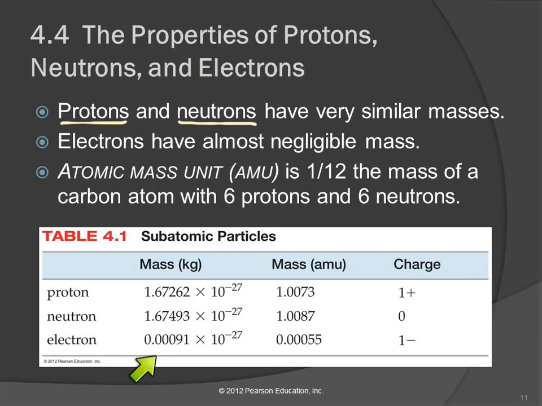And if we compare the sizes here, you see that the electron is much, much smaller. It's about 1,800 times smaller. So the electron is 1,800 times smaller than a proton. Much, much smaller.